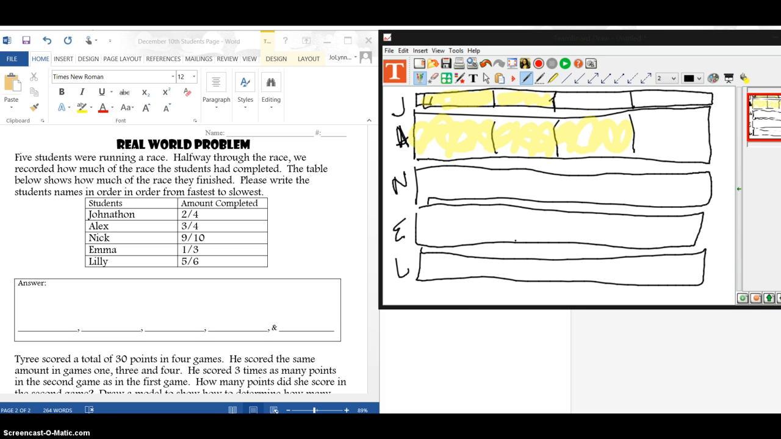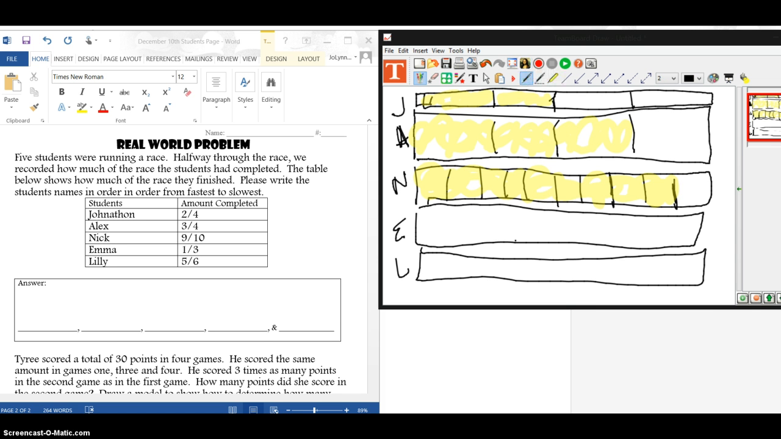Then let me see. Nick did 9/10. So I'm going to try my best to split this into 5 equal pieces. And I'm going to split these in half again. And this may not be as accurate. I may need to get the fraction tiles to see. So this one is going to be 9/10, which I can see is more than any of the other ones, which makes sense because 9 out of 10 pieces, that's quite a few.